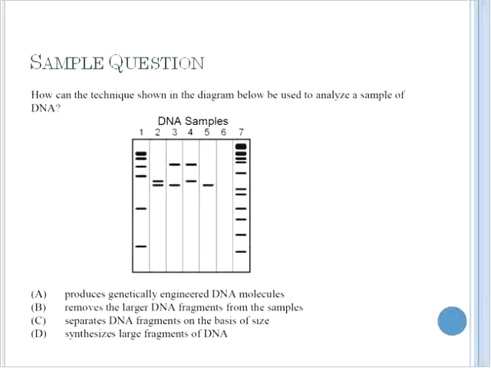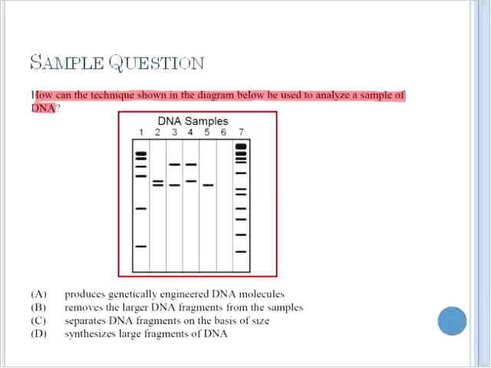And this question as posed asks, how can the technique shown below in the diagram be used to analyze a sample of DNA? The first step in this question is for you to recognize that this diagram illustrates gel electrophoresis. Gel electrophoresis separates DNA fragments based on their size. The correct answer then would be C.